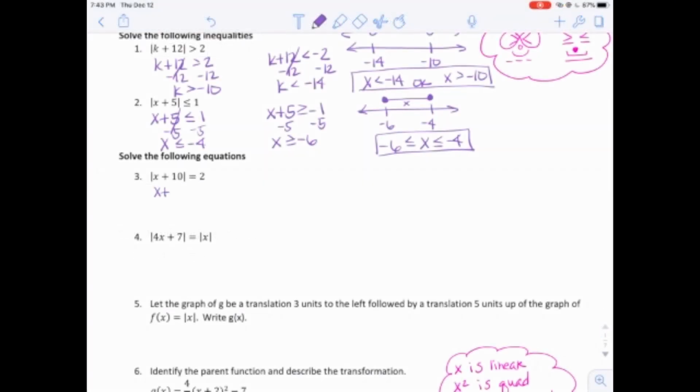So we have x plus 10 is equal to 2, or x plus 10 is equal to negative 2, and we solve both of these by subtracting 10 from both sides. So x is equal to -8. These are single point answers on a number line, if you wanted to draw that. And subtracting 10 from both sides here, we get x is equal to -12. And those are our two separate answers.